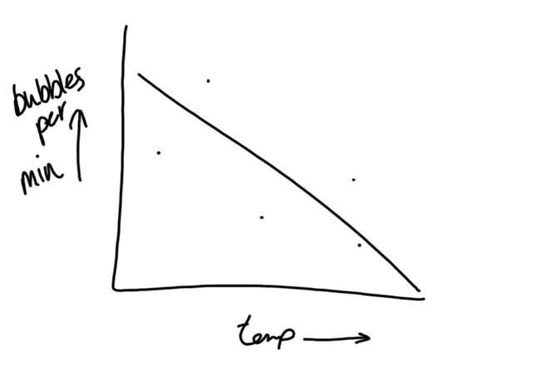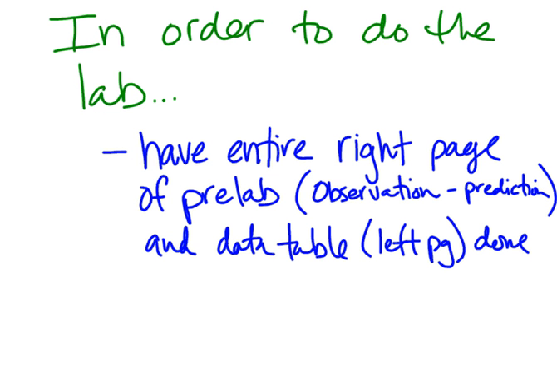Okay, so a little refresher. What you need in order to do the lab: you need to have your entire right page completed for your pre-lab stuff, which is your observation through your prediction. You do not need to worry about your procedure yet, or your variables, or your control group, even though you should be able to figure out what those are. I'm not requiring those to be done before you come into the class. And then you also need your data table, which is on the left page. So your data table and your observation, question, hypothesis, and prediction need to be done.